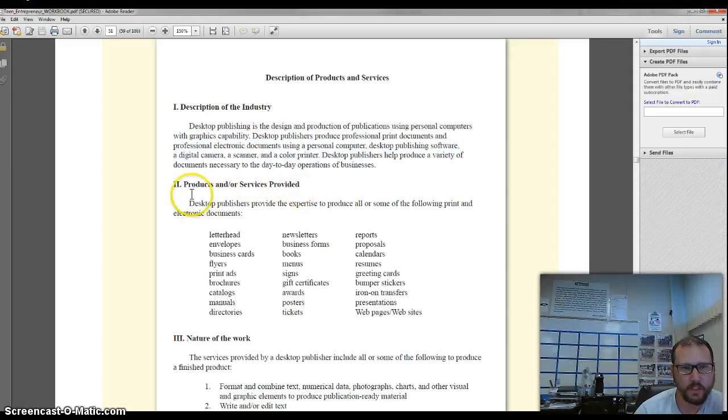Second part, what are the products or services? He goes through and tells you exactly what he's going to do. He's going to be able to produce letterheads, envelopes, business cards.